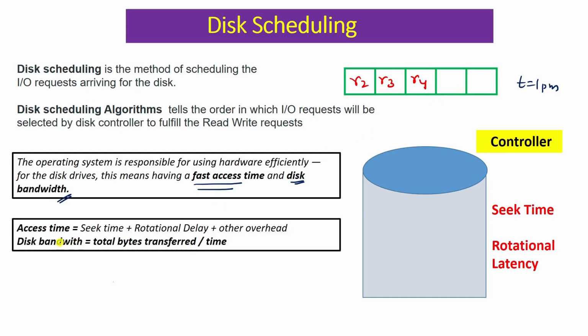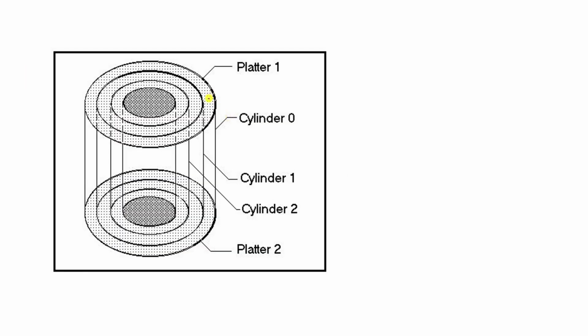Okay, so access time consists of the seek time, rotational delay and other overhead. We understood in the previous video, let's say your read-write head is currently on cylinder number 0 and the data you want to read is placed here. This is cylinder 0, 1, 2, and let's say this is the 5th sector on cylinder number 2. So how will this data be read?